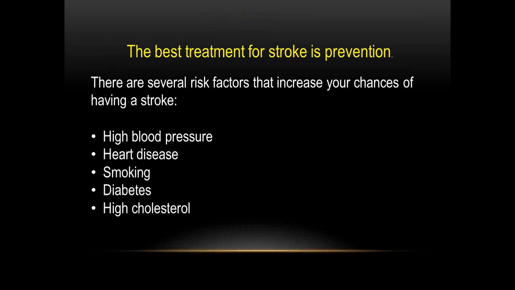So here are some risk factors. We can certainly get this information as well, which helps us identify whether this patient is at a higher risk for a stroke. Some of the things that put us at high risk are high blood pressure that goes untreated, heart disease, smoking, diabetes, high cholesterol. For women, women over 40 on birth control pills, or women that smoke that are on birth control pills, are at a high risk.